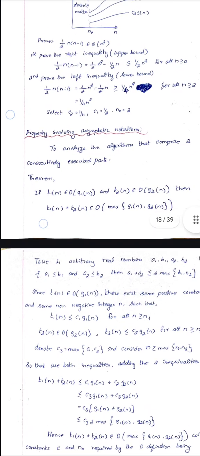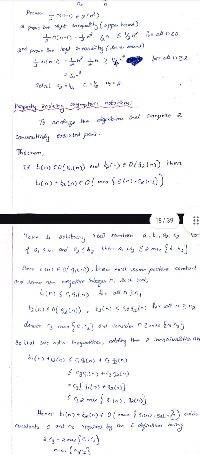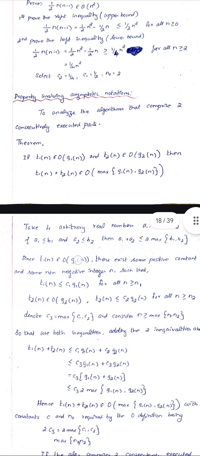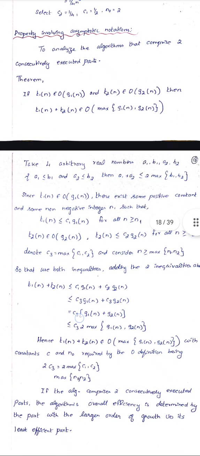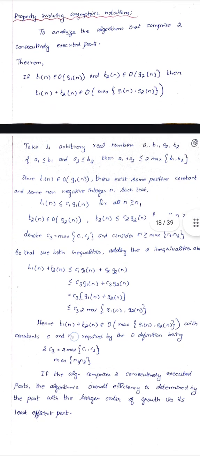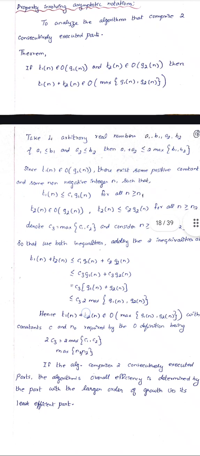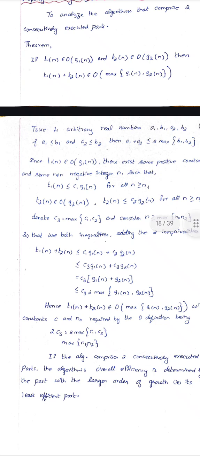Property involving asymptotic notation, used to analyze algorithms that comprise two consecutively executed parts. Theorem: if t1(n) belongs to big O of g1(n) and t2(n) belongs to big O of g2(n), then t1(n) plus t2(n) belongs to big O of max of g1(n), g2(n).